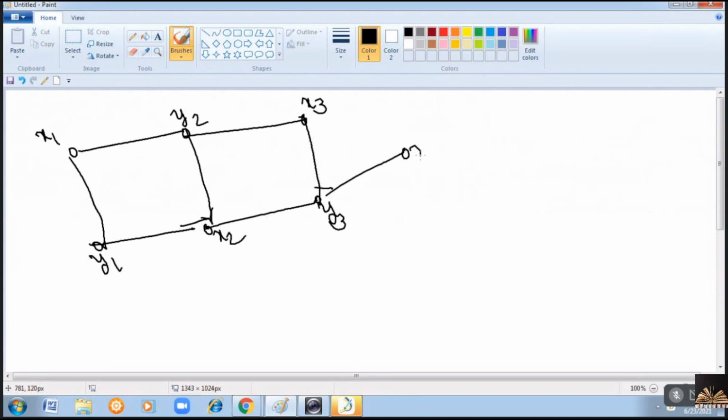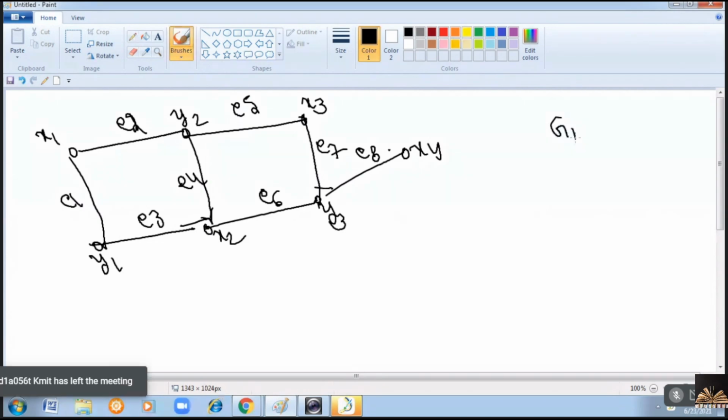And x4, right? E1, E2, E3, E4, E5, E6, E7, E8, right? Now, what we have to do? You have to color the vertices. Let us suppose I am using green and yellow colors. Green and, at most, two colors I use here.